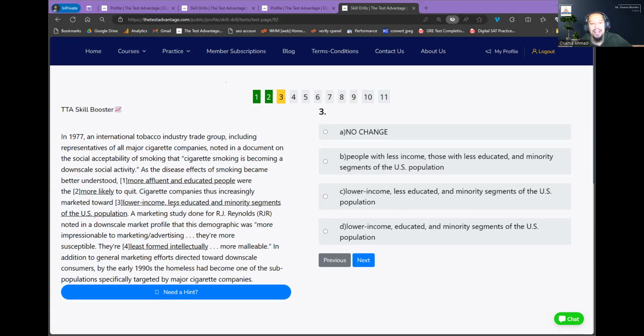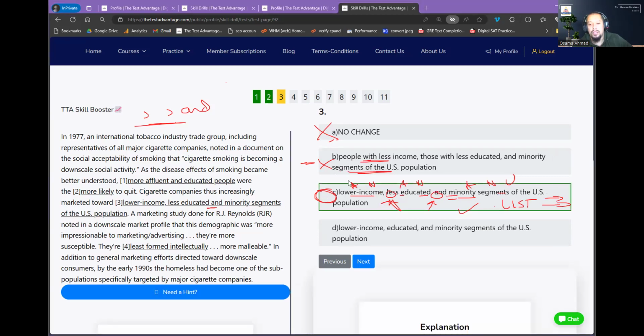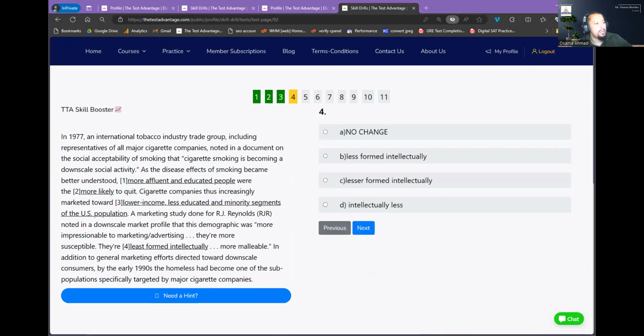No. You're missing the comma and. When you have a list, Anas, you need a comma and, right? So it's missing the comma, and answer B I didn't see is not parallel. And answer C, lower income, adjective, noun. Less educated, adjective, noun. And minority segments, adjective, noun. One in a double comma, one in an and. The list is parallel. Very good job there. Shaza and Omar, let's go to question number 4.